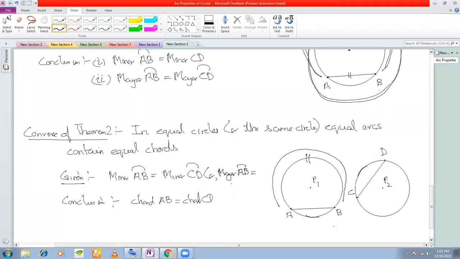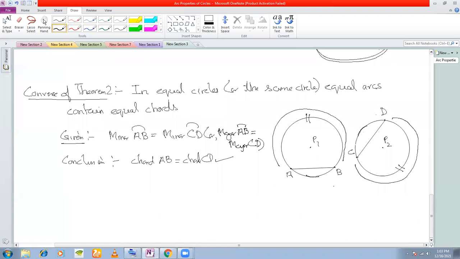Okay, is equal to, let's say, the major arc CD. Which is the major arc of CD? This, right? If I give you these two arcs to be equal, then also you can conclude that chord AB must be equal to chord CD. Is this theorem clear? Any question? No, sir, no question.